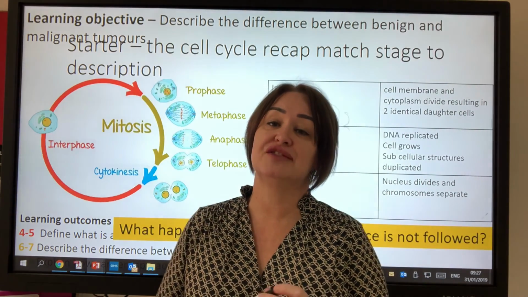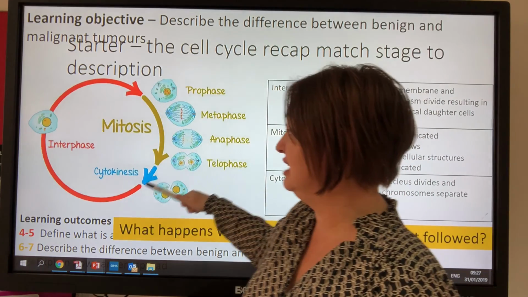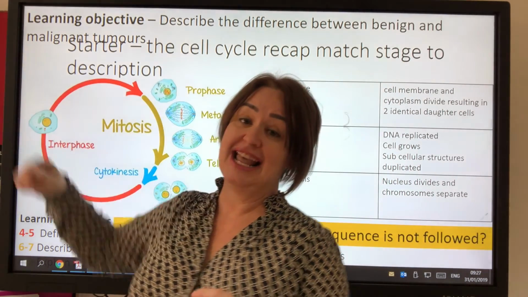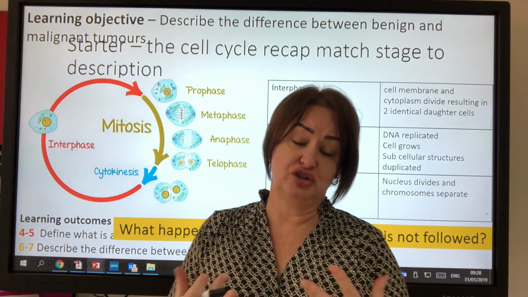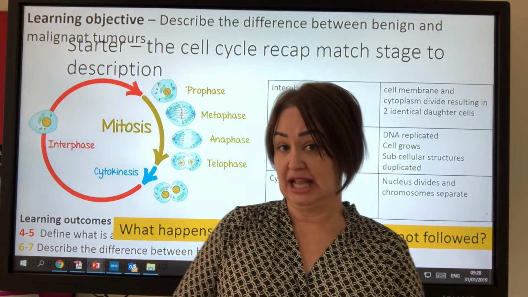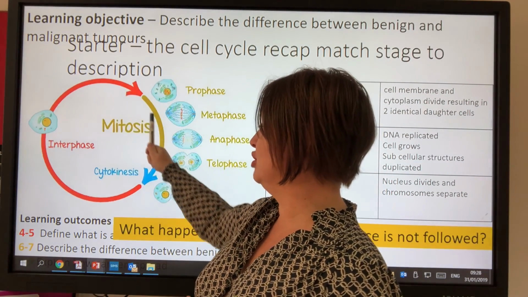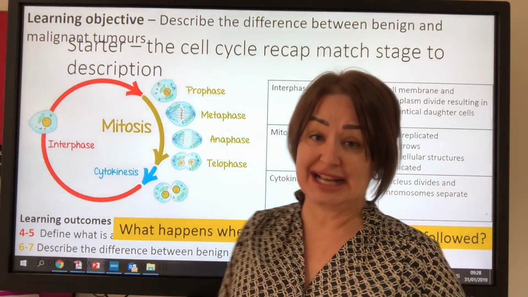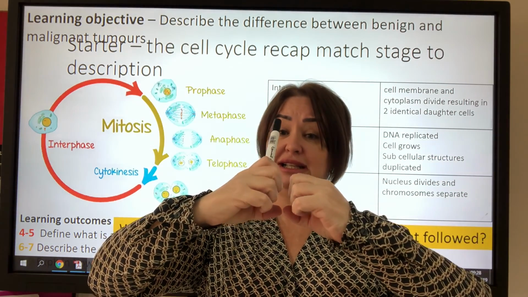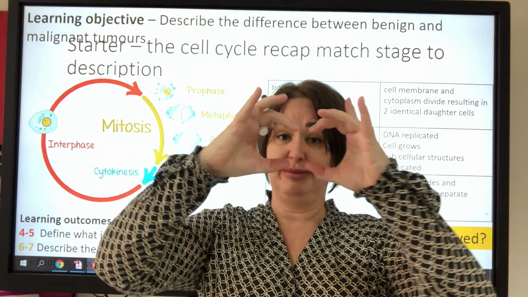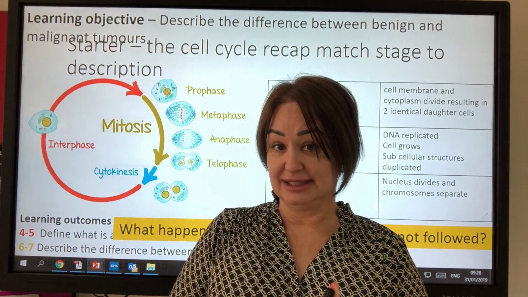Let's just remind ourselves of the cell cycle. So remember, mostly the cell cycle is during what we call interphase. That is the time that the cell is doubling up its chromosomes, it's doubling up its subcellular structures like mitochondria and ribosomes, and then the chromosomes separate, and then we get cytokinesis, which is the actual nucleus separating and the cell membrane pinching in the middle and actually creating those two new daughter cells.